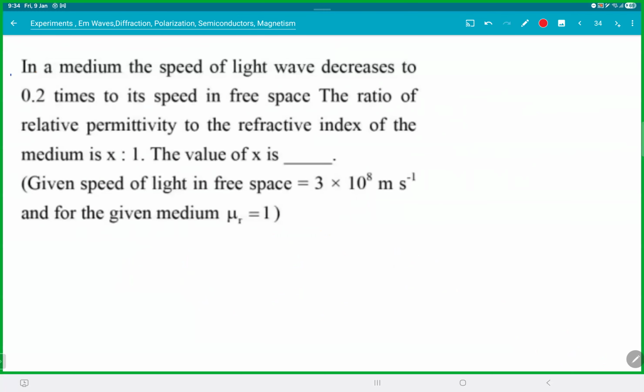In the medium, the speed of the light wave decreases to 0.2 times its speed in free space. The ratio of the relative permittivity, EM waves again. There is a direct result if you remember.